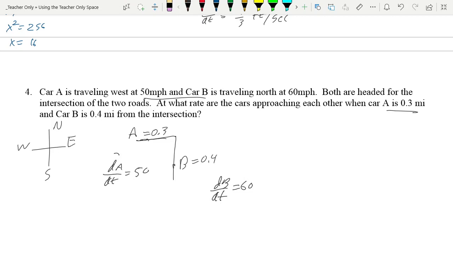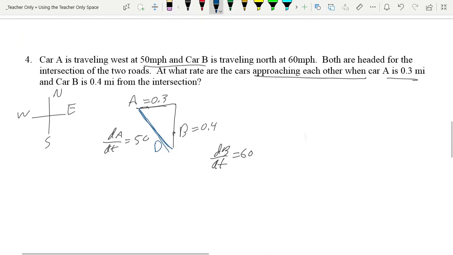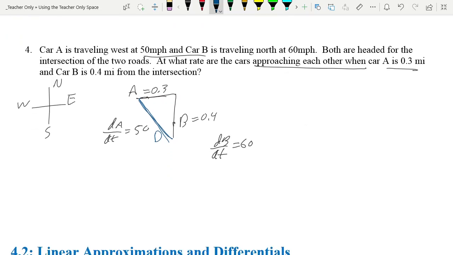So now, what are they asking? At what rate are the cars approaching each other? So kind of, what is the distance from each other, right? How far apart are they? What is their distance? We just drew a triangle. We've never seen that shape before. Okay, so we want to know the change in the distance.